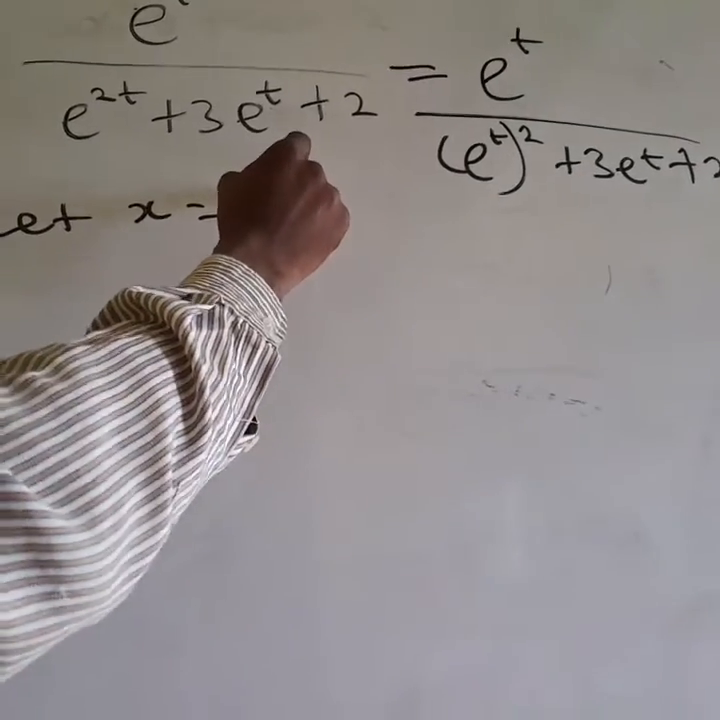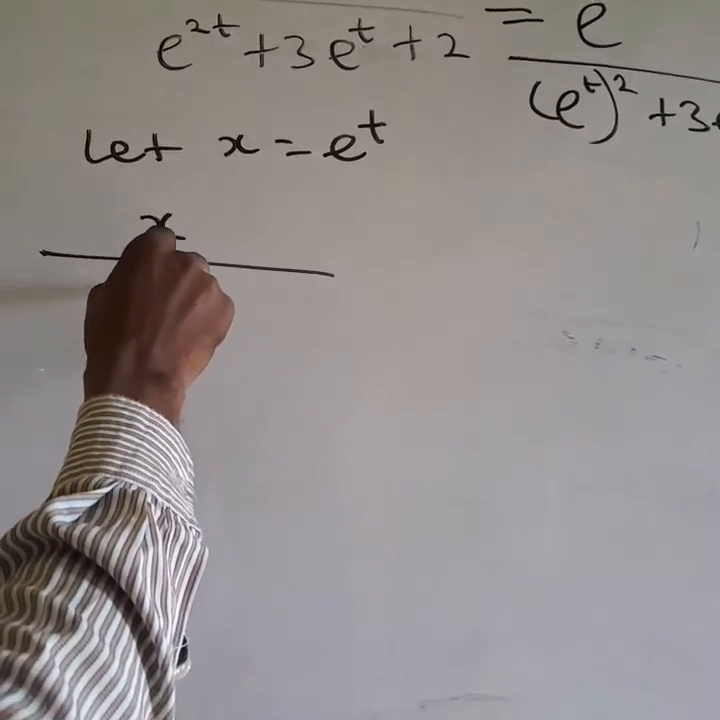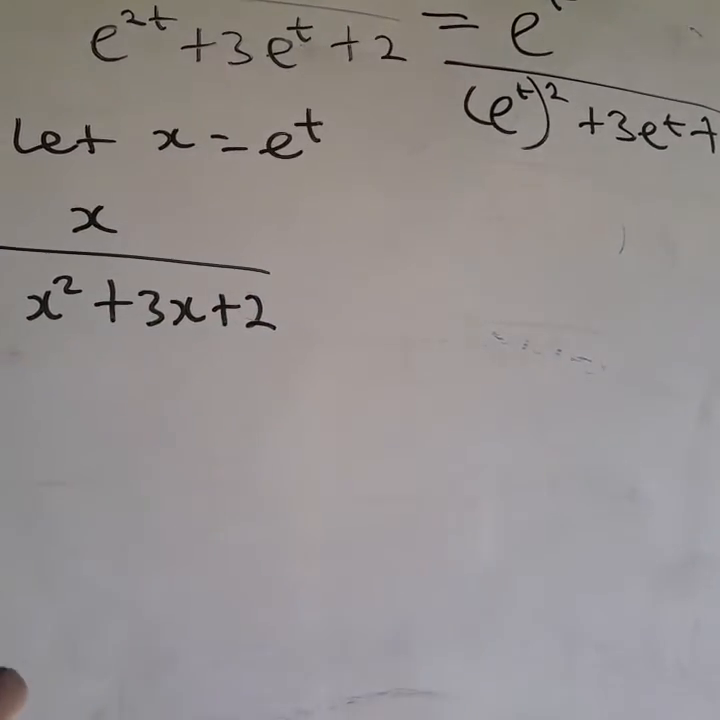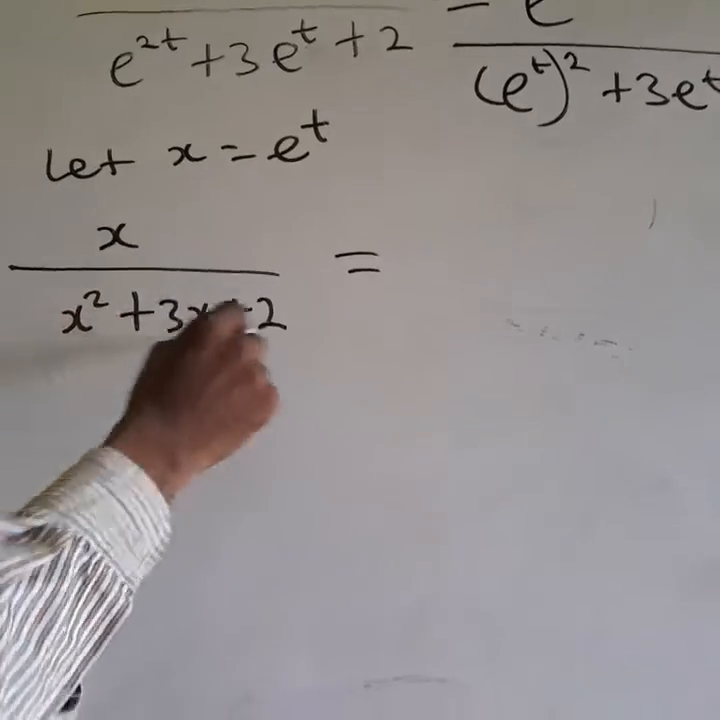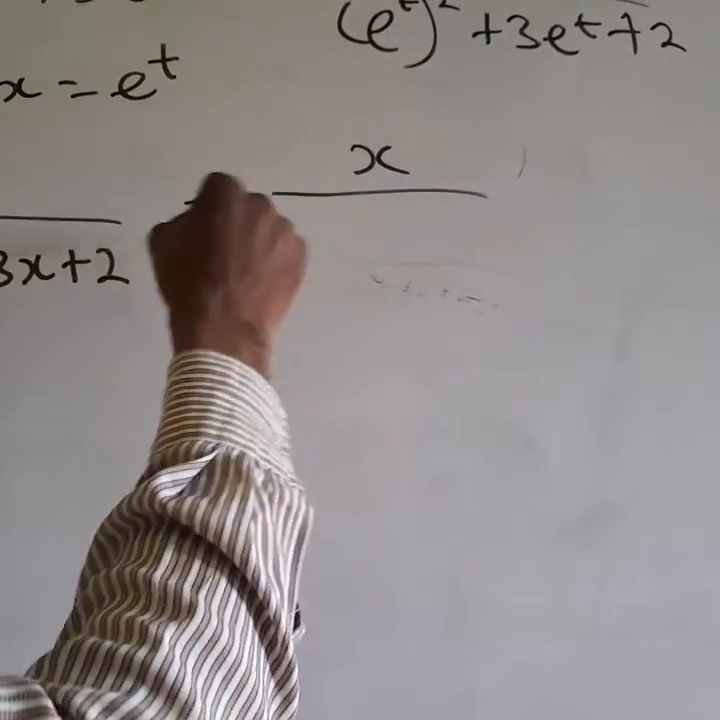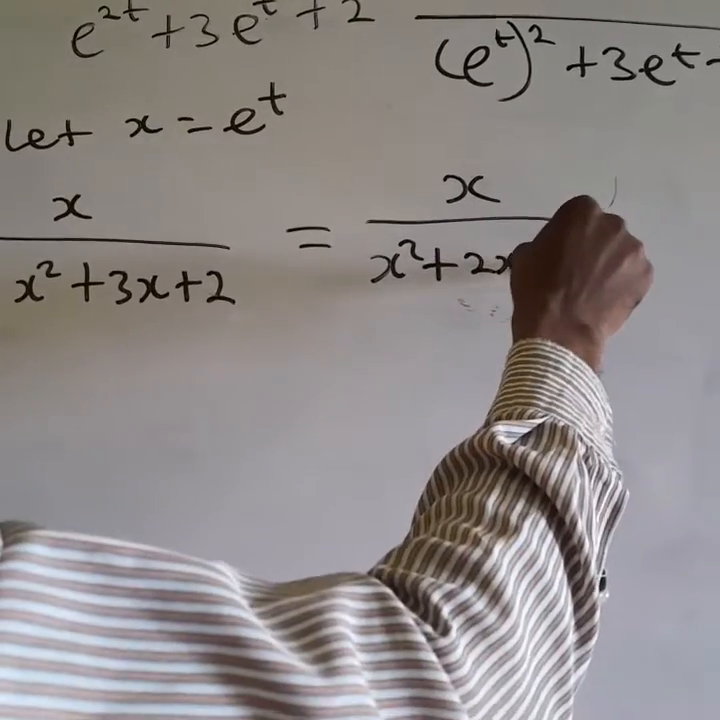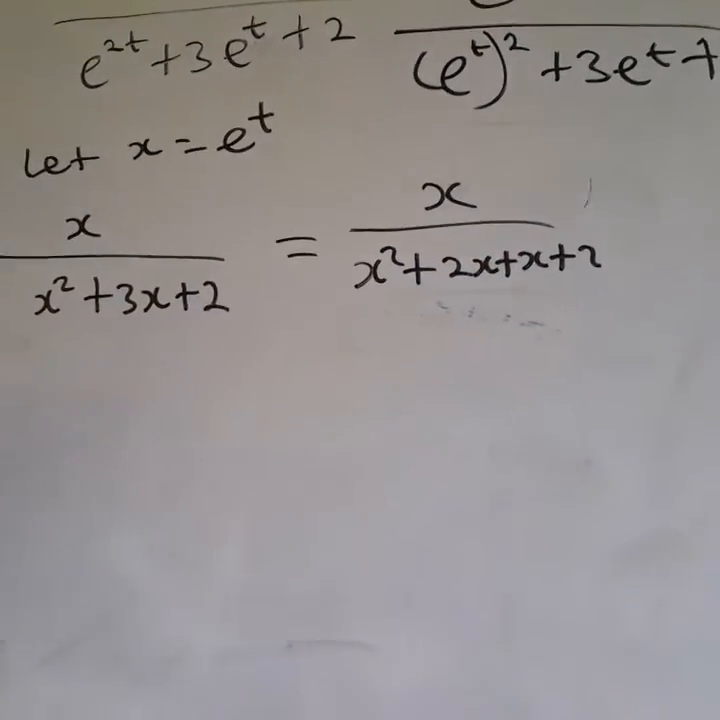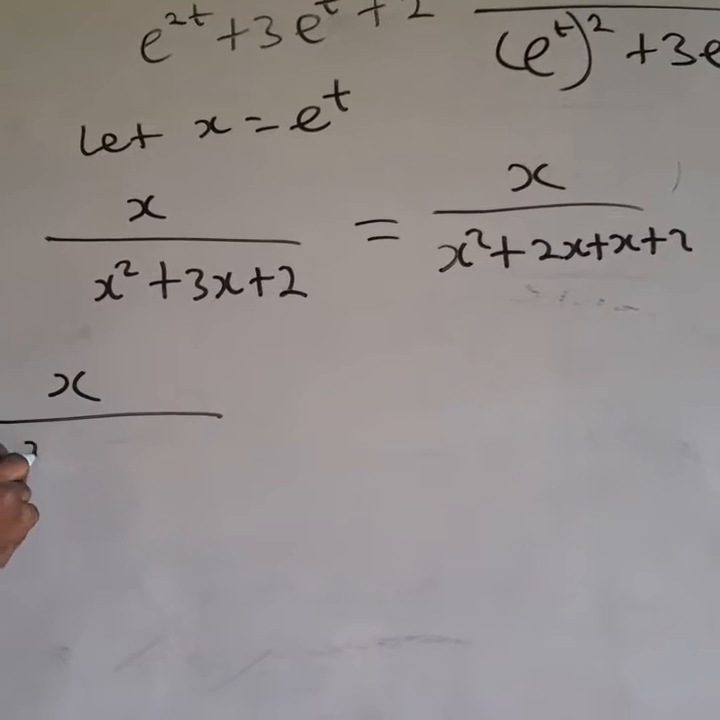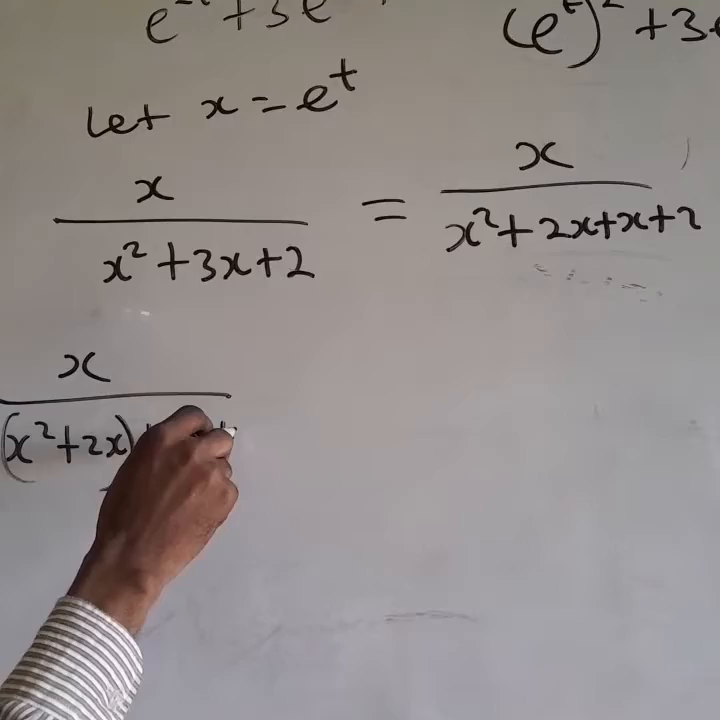Anywhere I see exponential t, I will put x. So here we have x divided by x squared plus 3x plus 2. By the factorization method, we can write it as x all divided by x squared plus 2x plus x plus 2.